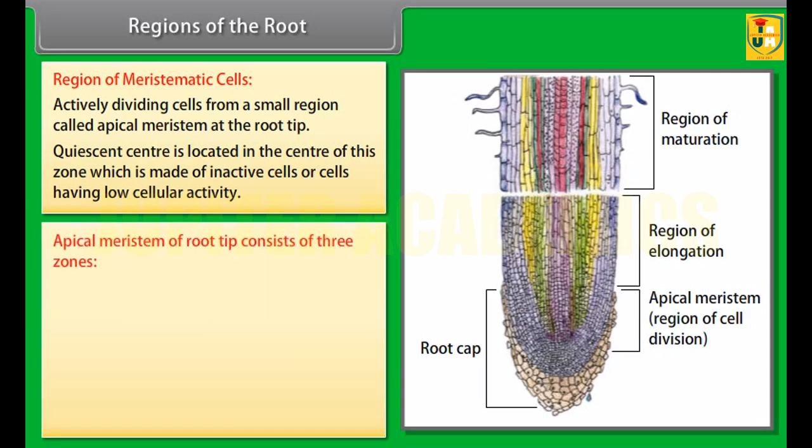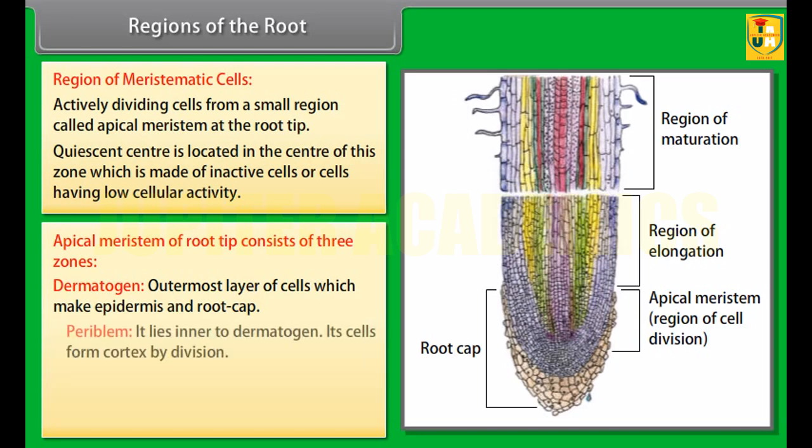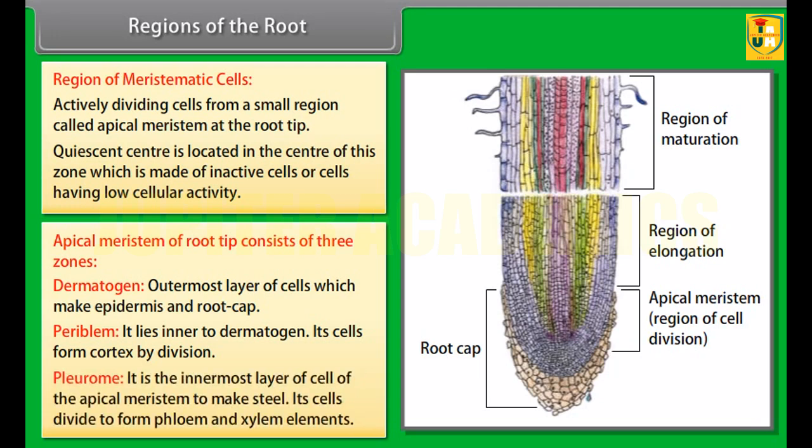Apical meristem of root tip consists of 3 zones. Dermatogen, the outermost layer of cells, which makes epidermis and root cap. Periblem, it lies inner to dermatogen. Its cells form cortex by division. Plerome, it is the innermost layer of cells of the apical meristem to make stele. Its cells divide to form phloem and xylem elements.